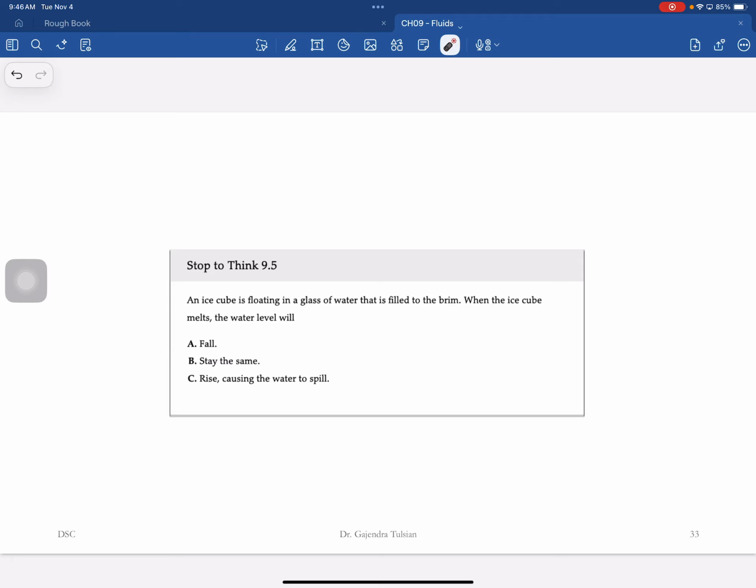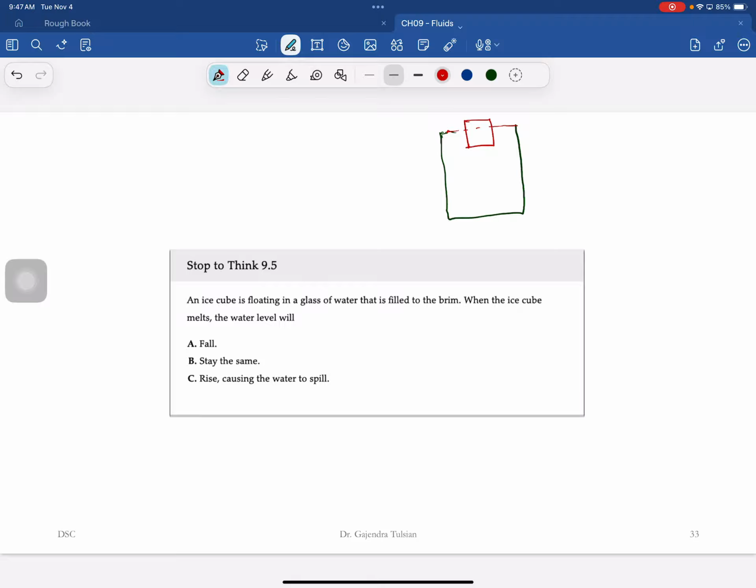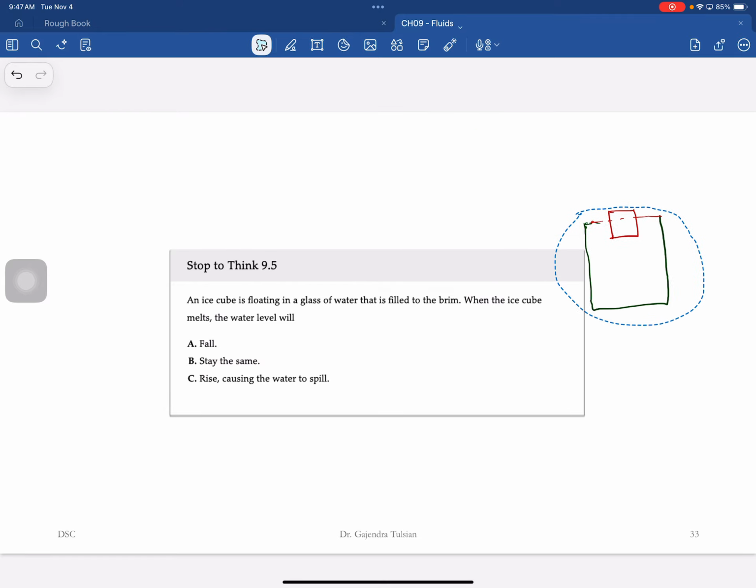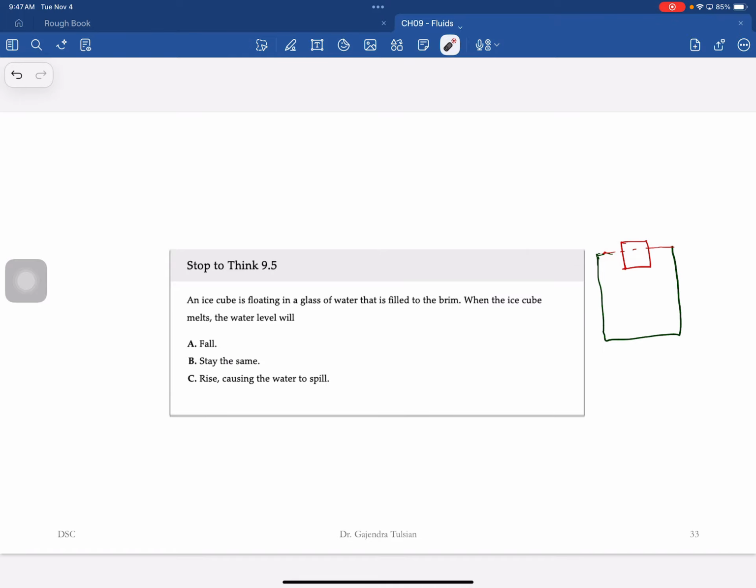All right. So here's an interesting problem that you might have encountered before. Here's a glass full of water, and then you have several ice cubes in the glass. So the question is, when the ice melts, will water overflow? What will happen?